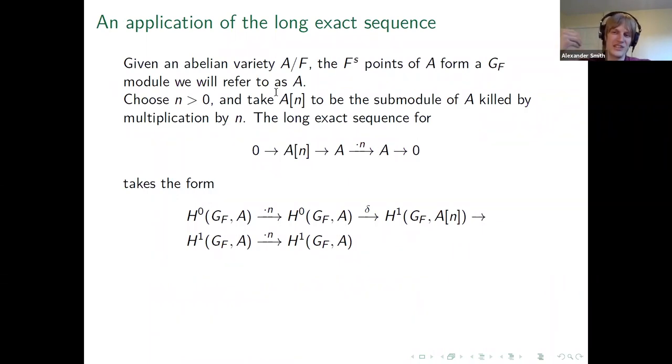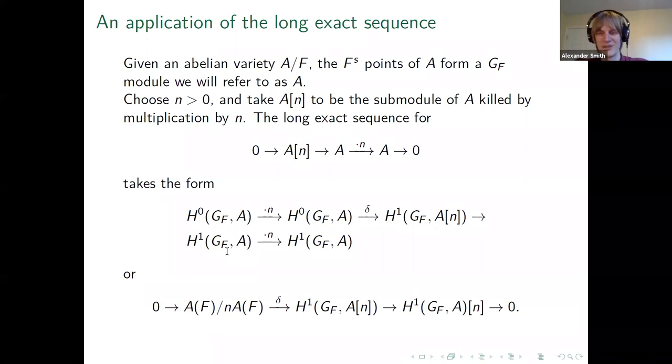And thinking of A as a G_F-module, we can then take the long exact sequence associated to this, which gives us this five-term thing. Now, these maps are both just multiplication by N. And H^0(G_F, A), remember, is just the set of invariant points of A under G_F, which is the same thing as the F-rational points of A. So on the left, the cokernel of this is just the N-cotorsion of A(F), and on the right, we have the N-torsion of H^1(G_F, A). So we get this short exact sequence.